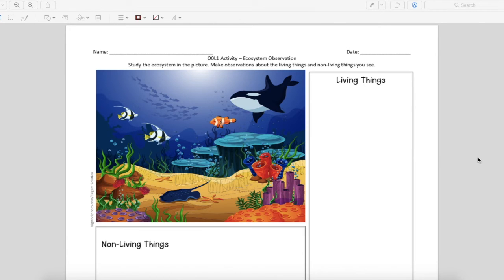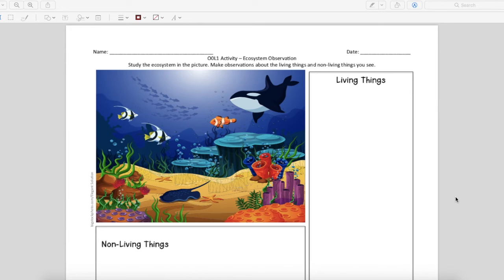Now that we have a general list of some living and non-living things in an ecosystem, we are going to get more specific. I would like everyone to pull out their worksheet with pictures of ecosystems on them. One of the pages looks just like this one. I would also suggest you get out the worksheet that we just did that had the general list of living and non-living things, because that worksheet might help you follow along and do this page that we're about to do together.